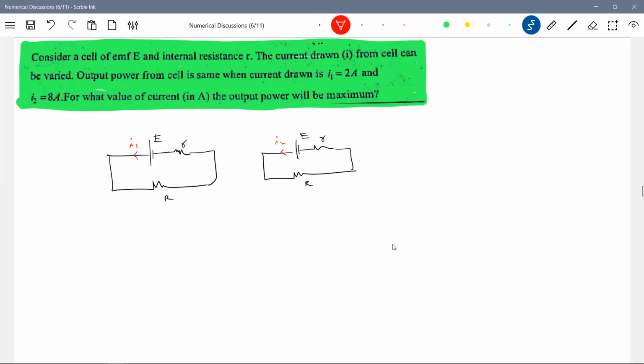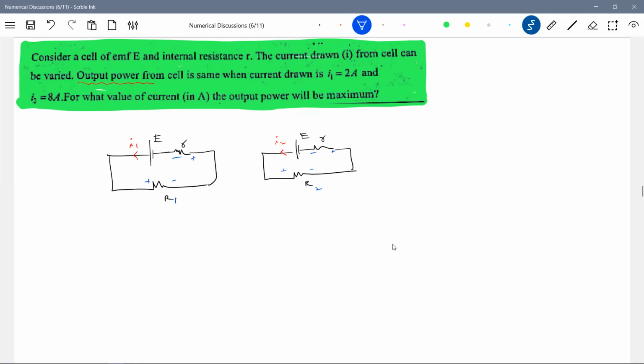What do you mean by output power? I think this has to be justified here. Shall I write R only or R1, R2? It should be R1, R2. Okay, let's write further.